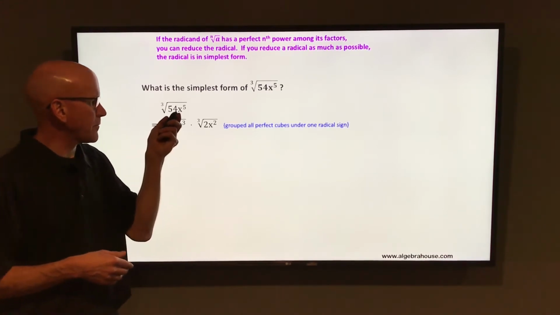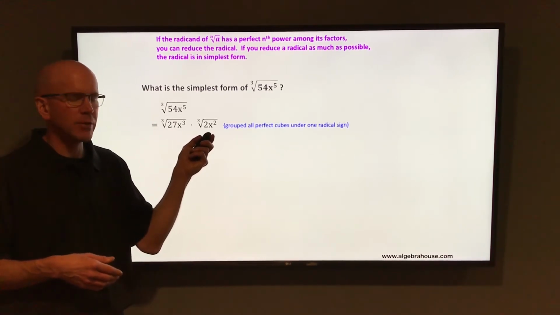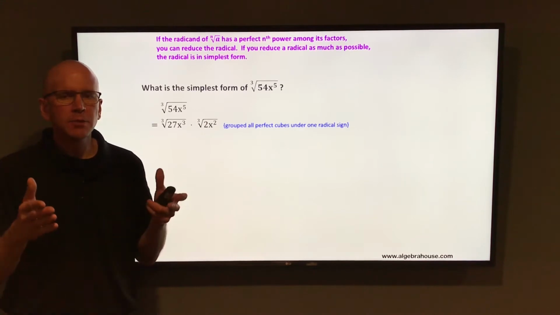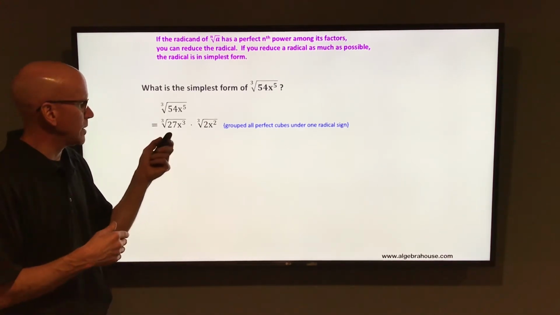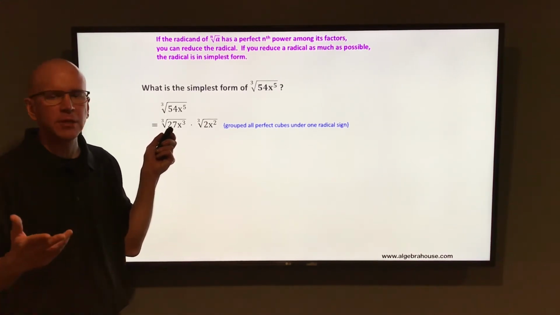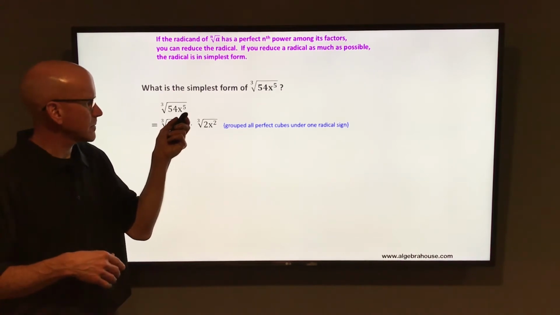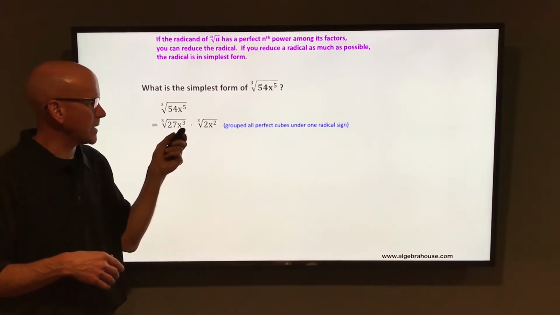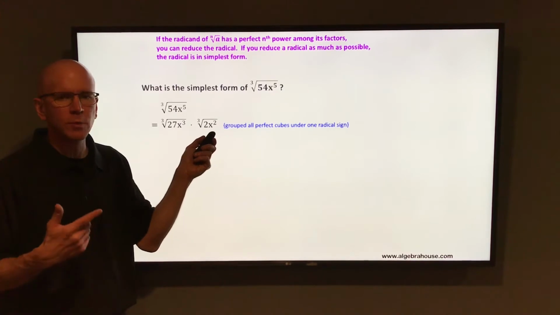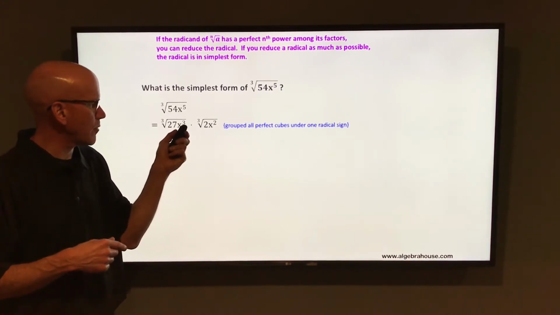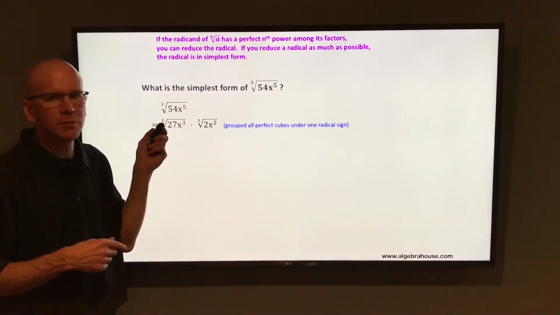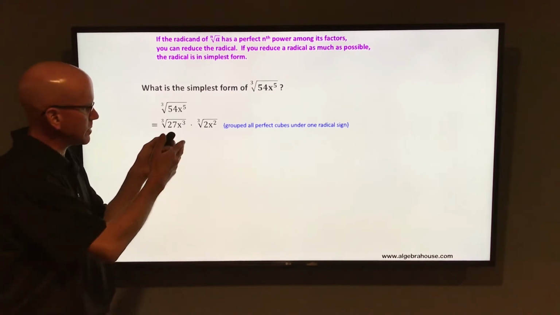So you're going to break that 54 into the cube root of 27 and the cube root of 2. The reason why we did that is because 27 is a perfect cube. Now for the x to the fifth, we want to split that into x to the third and x squared. The reason we do that is that x to the third, that 3 is divisible by this root of 3. And that is a perfect cube.